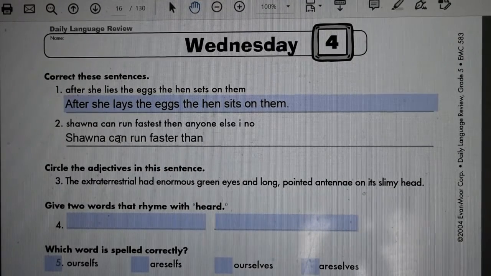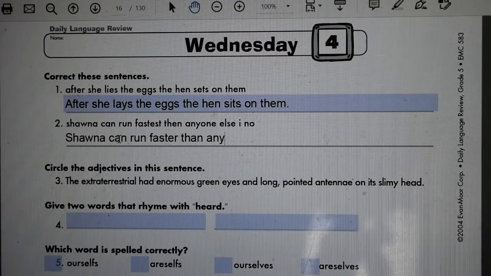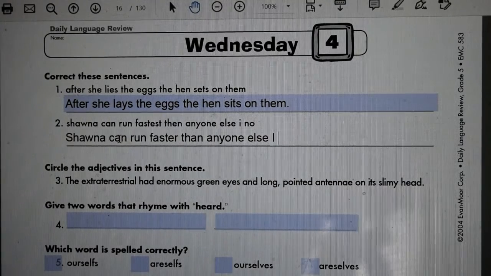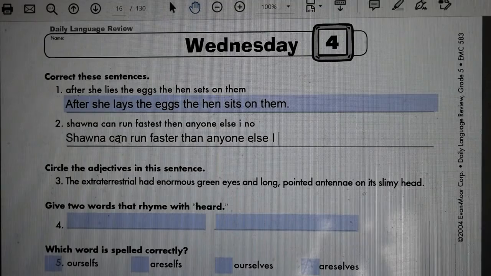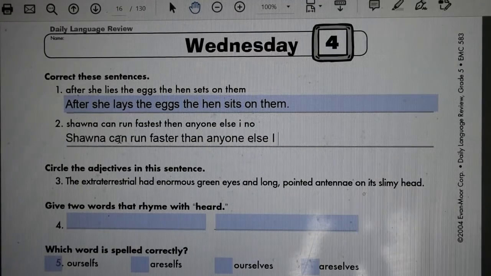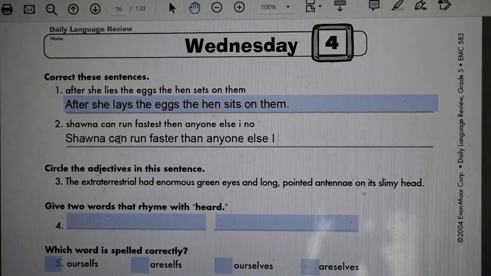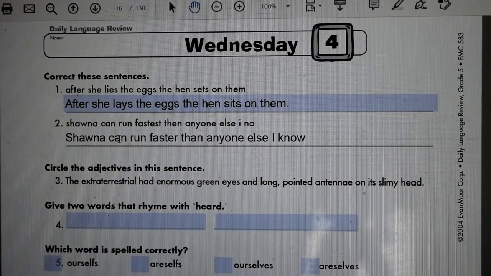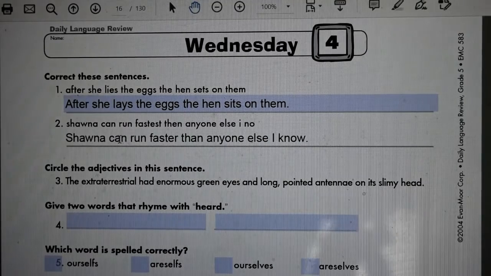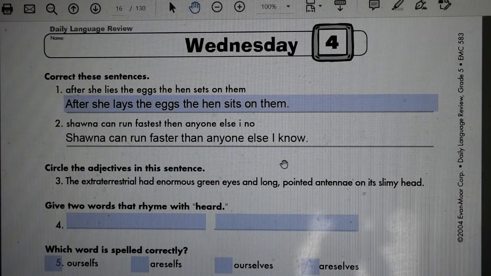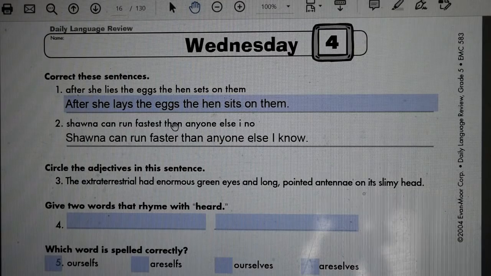So Shauna can run faster than anyone else. We got to capitalize that I. Oh, that no is a homophone. We need to choose the correct no. This no is the negative, as in no, you cannot go out for recess right now. This one is whether or not you have information. So that is KNOW, period. Shauna can run faster than anyone else I know. I hope you guys got that one. That's a common mistake. So this is comparing two things. This is like an order.